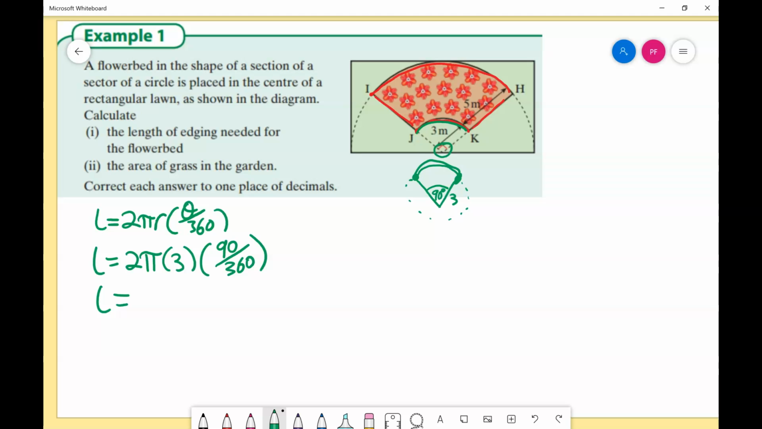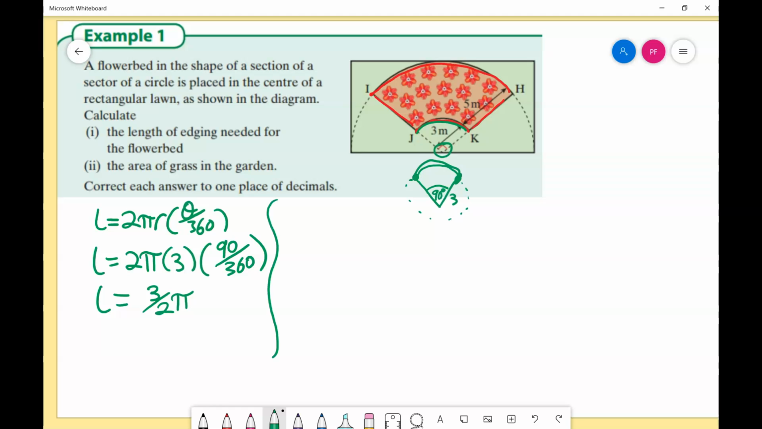So what do we have there? 3 over 2 pi. I think that works out as 3 over 2 pi.